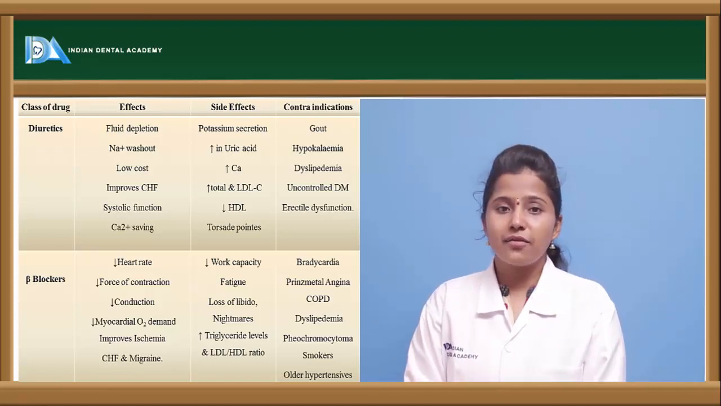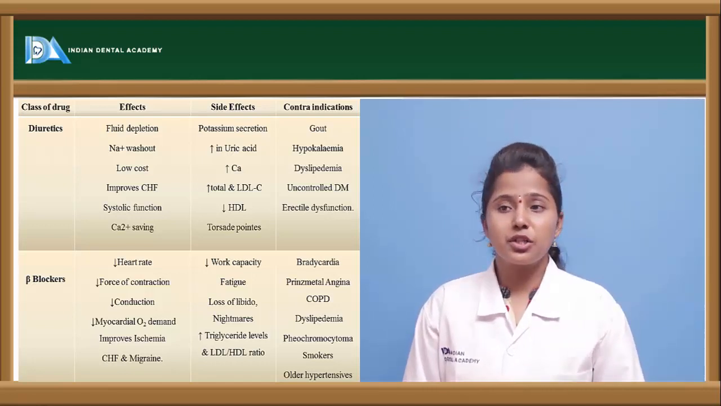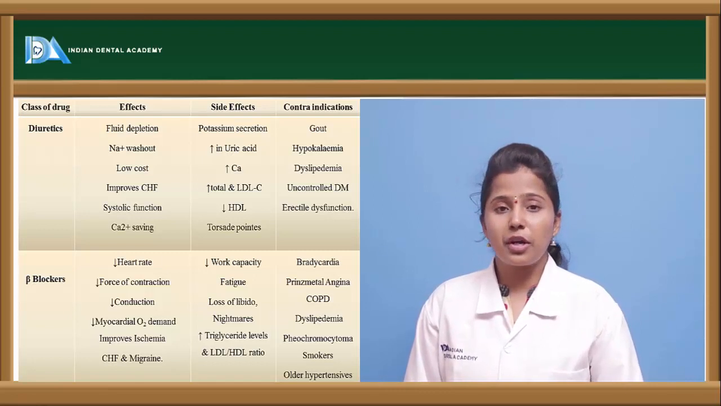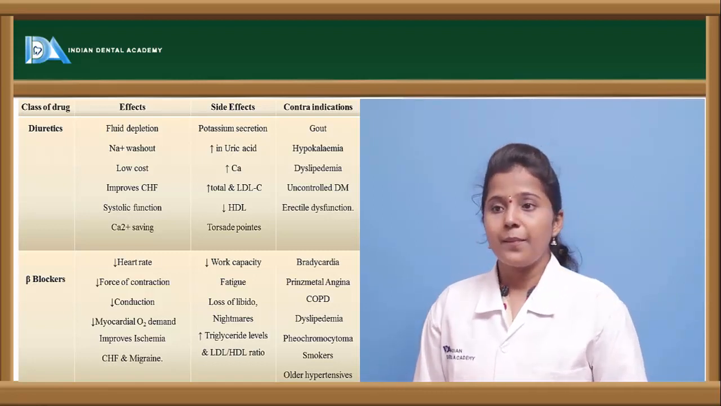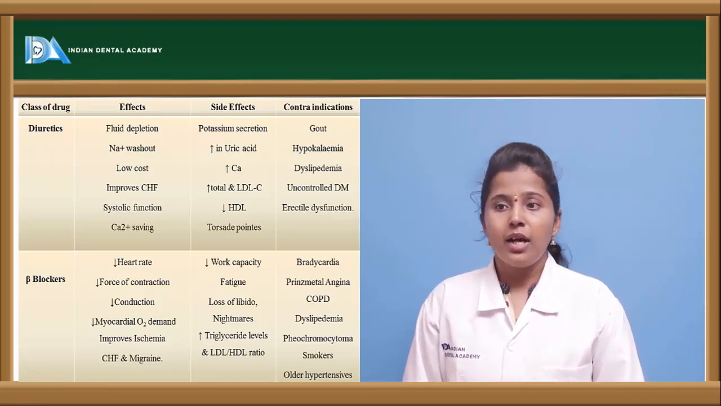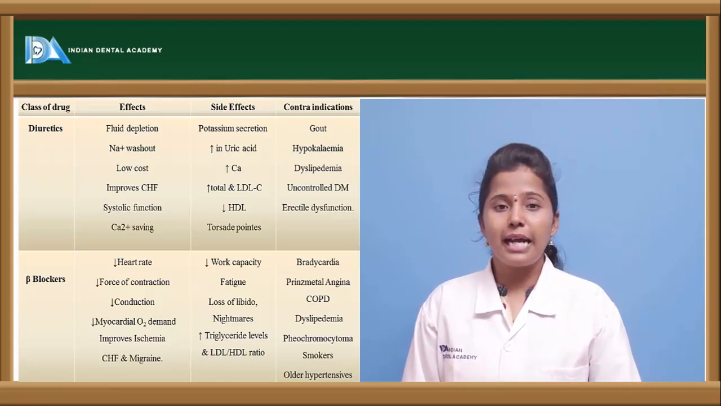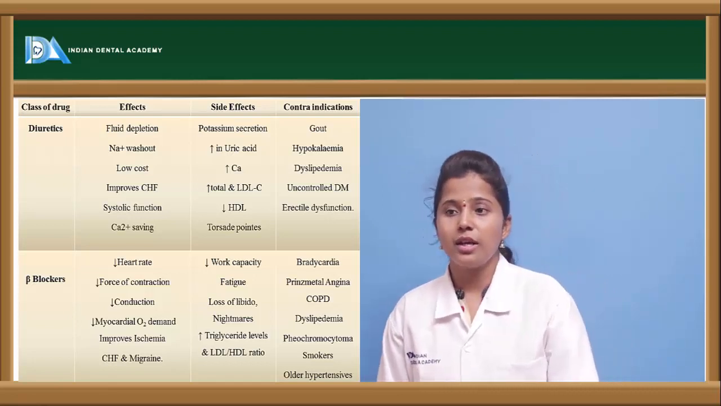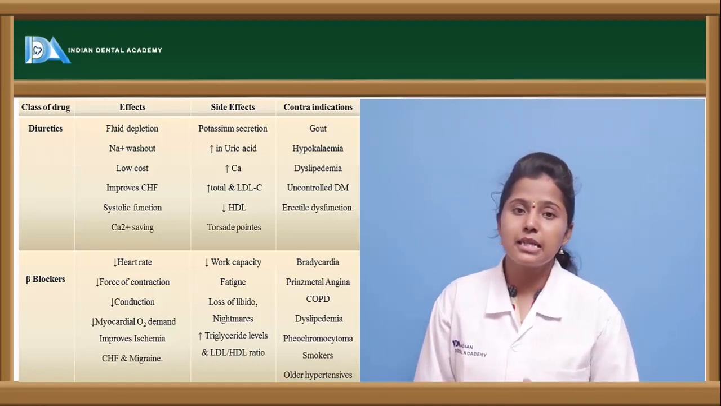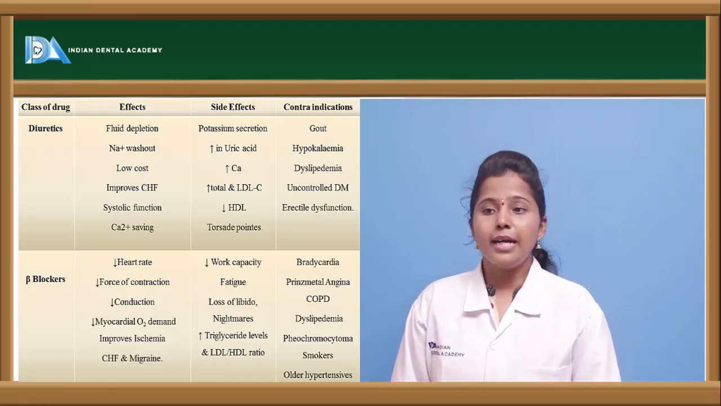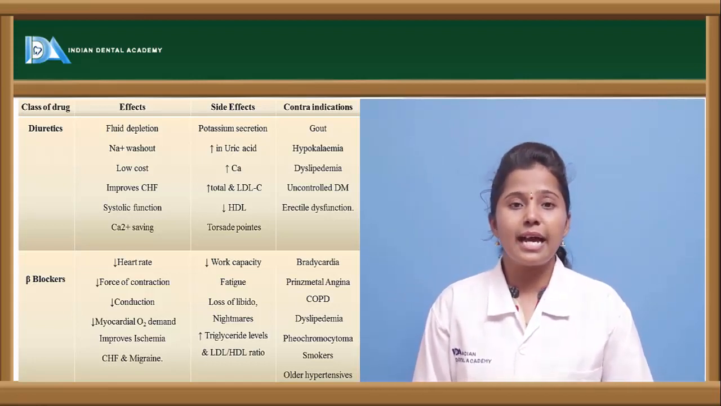And side effects. When diuretics are given in excess amount, there will be increased potassium secretion, which is also not good for the body because there occurs excess vasodilation. There is also an increase in uric acid, an increase in calcium, and an increase in total cholesterol, LDL cholesterol and HDL cholesterol. There will be an increase in LDL cholesterol and total cholesterol, and a decrease in HDL cholesterol. And torsade de pointes, a condition which occurs in arrhythmia.